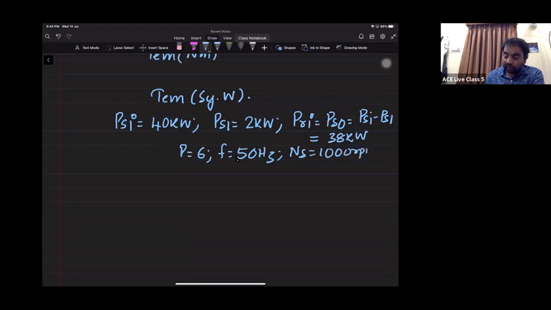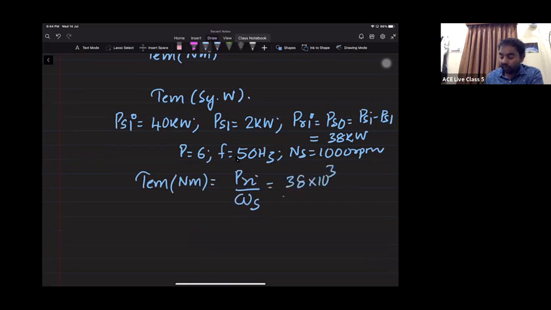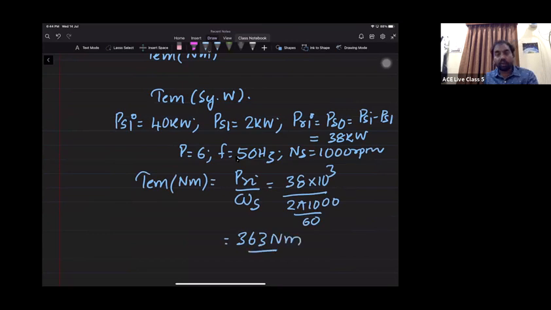Now I want to represent the electromagnetic torque in Newton meters. What is the formula for that? The rotor input by omega s. So what is the rotor input? 38 into 10 power 3 by omega s, which is 2 pi 1000 by 60. So it is 363 Newton meter. This is the torque in Newton meter.